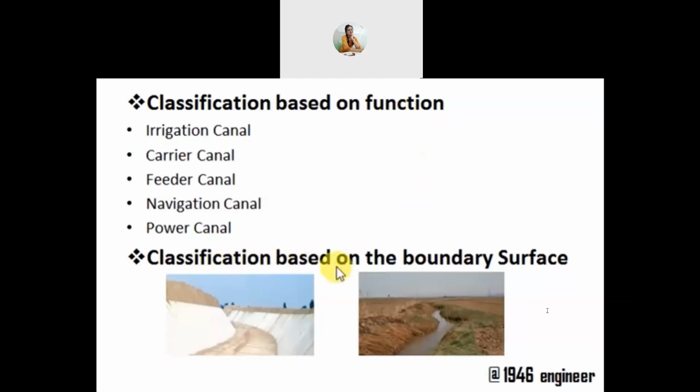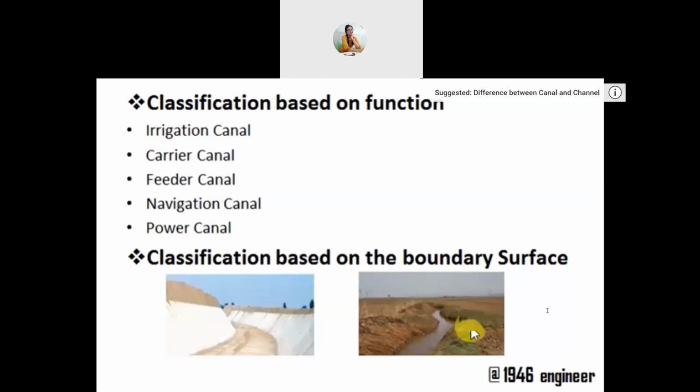And next we have classification based on the boundary surface. Look at this. This is a lined canal or a rigid boundary canal. Here this is an unlined canal. Here you don't have rigid boundary. This rigid boundary lessens the infiltration losses of the water.